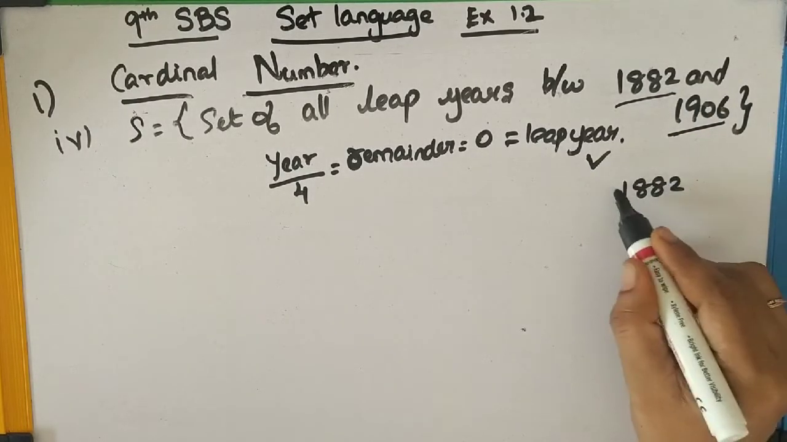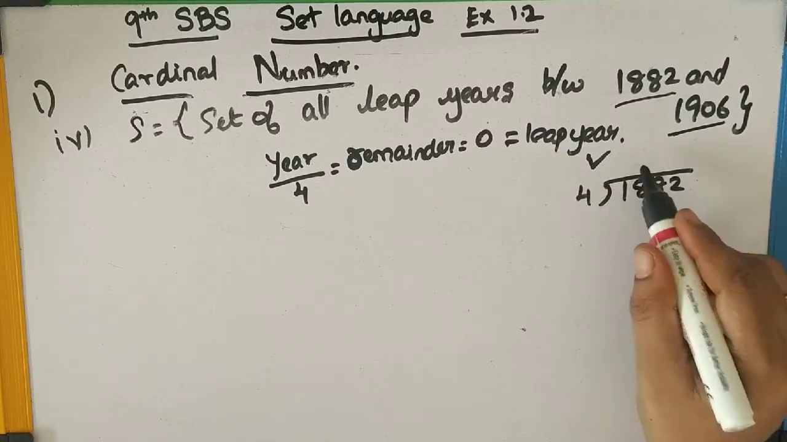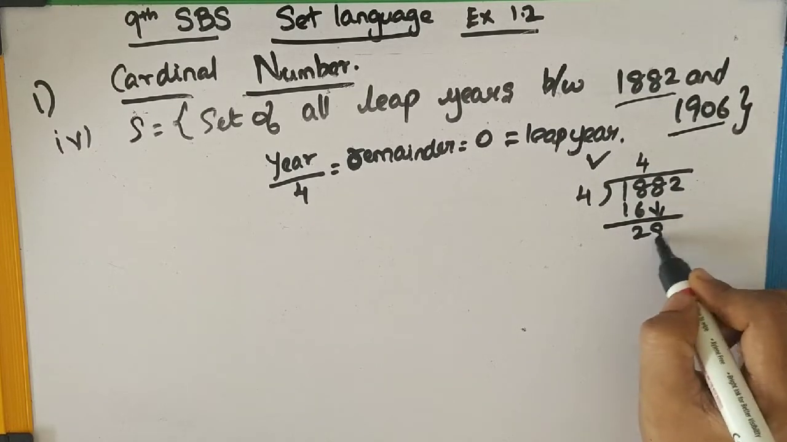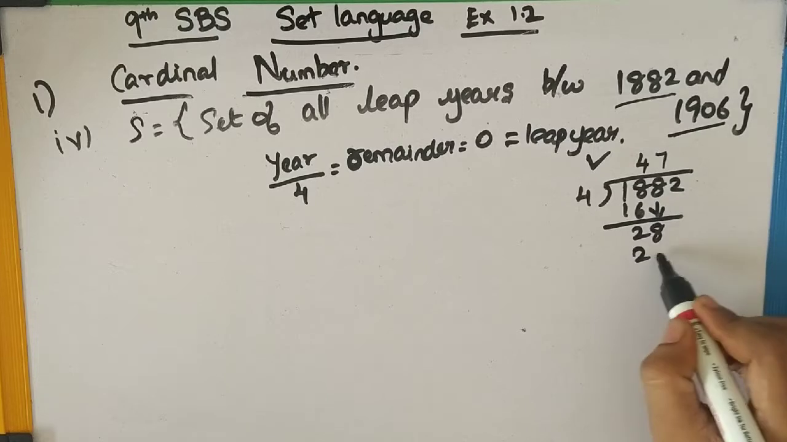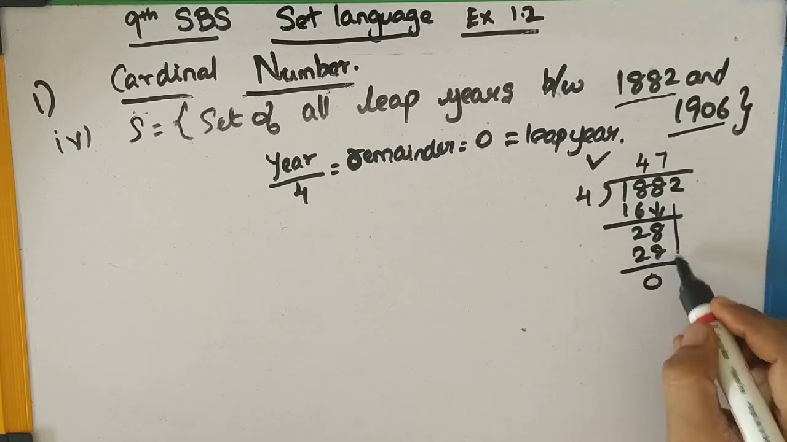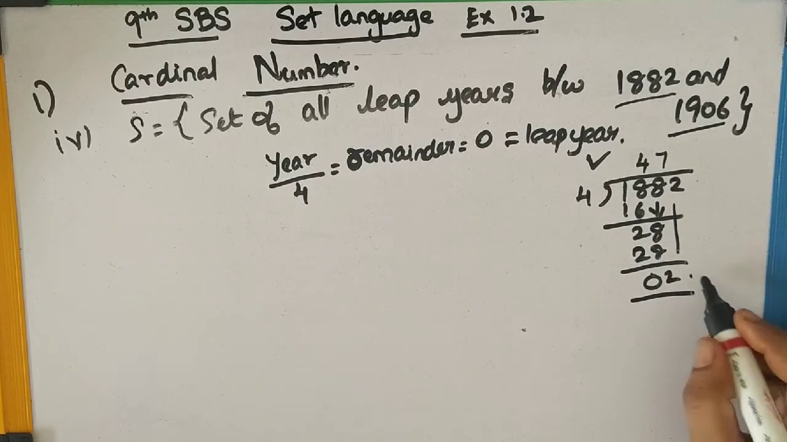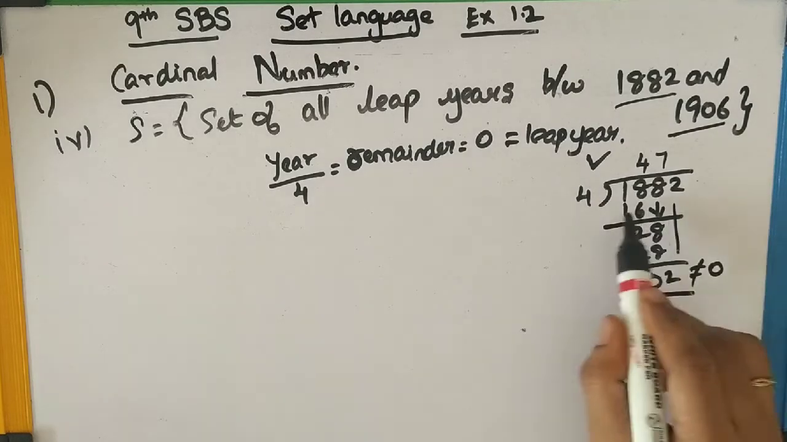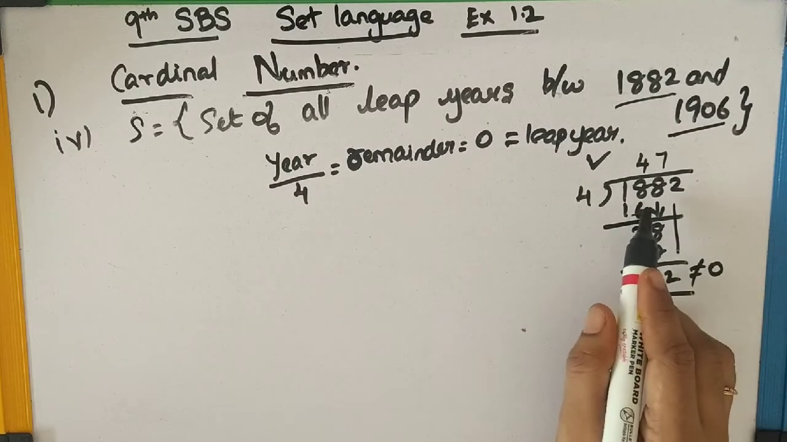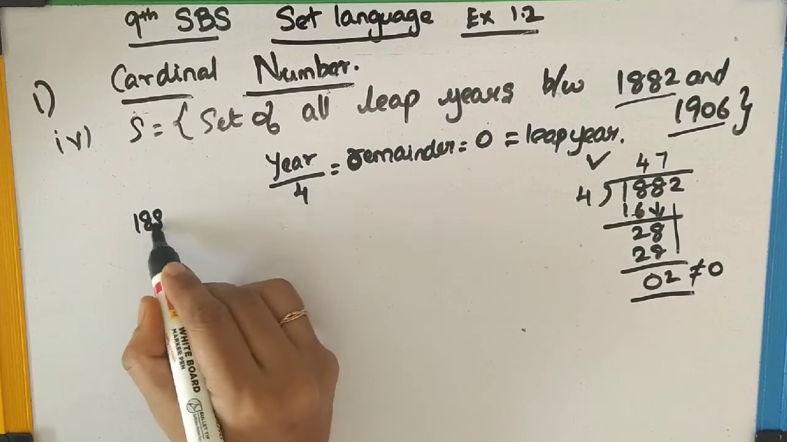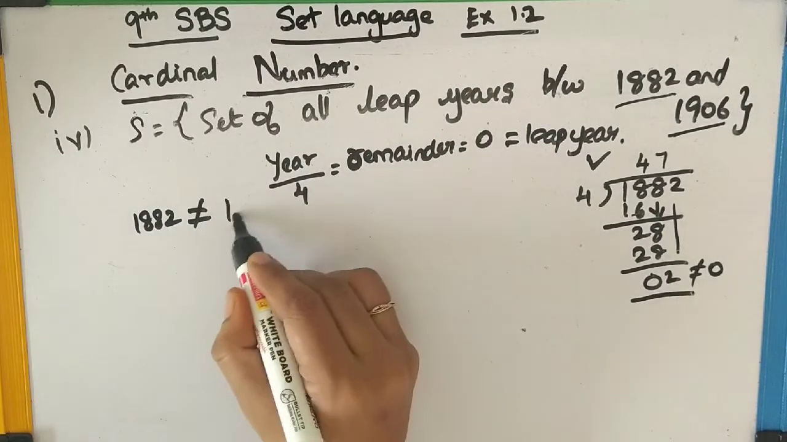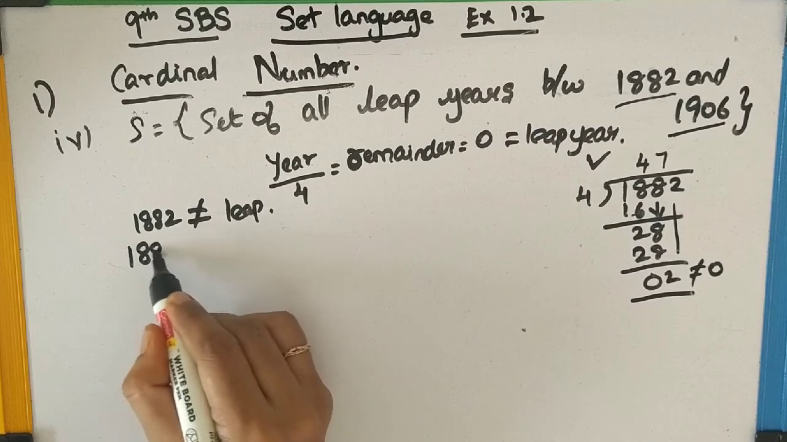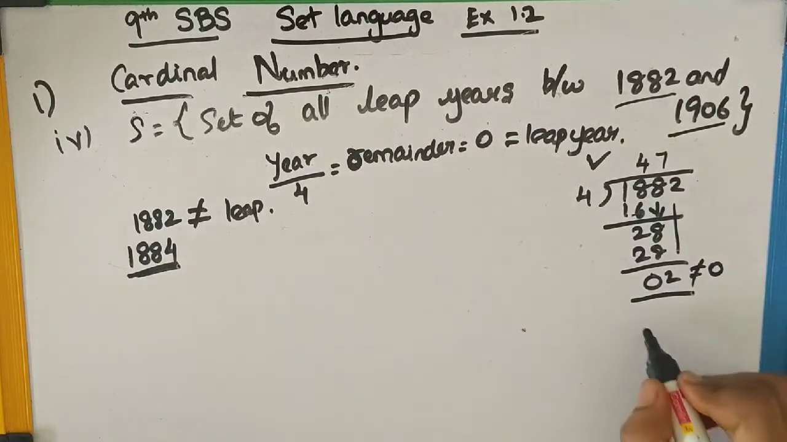We can do normal division, the usual division you do. See, 4 4s are 16, the remainder is 2. Now bring down 8, 7 4s are 28, 0, bring down 2 and that's all. 2 is the remainder. So, the remainder is not equal to 0, so this is not a leap year. Now, let's go to the next even number, that is 1884.